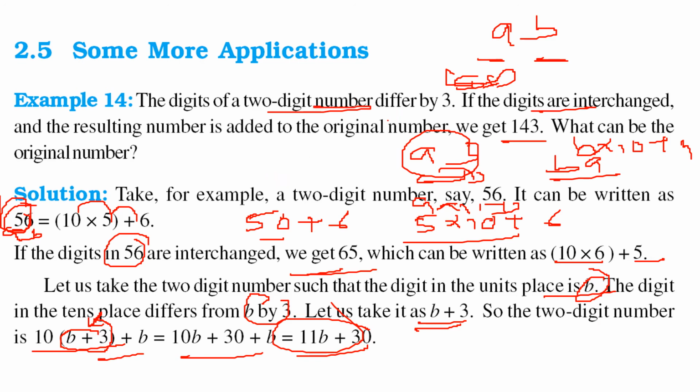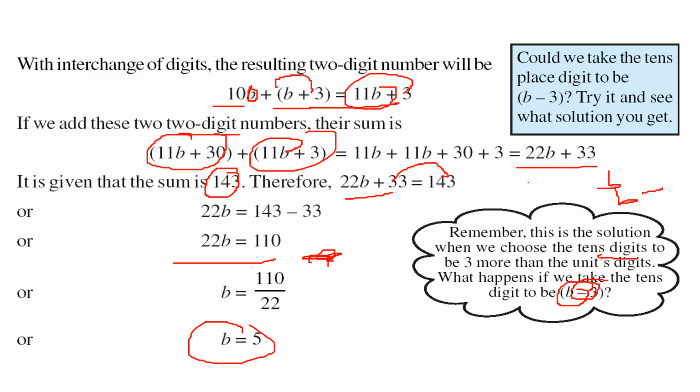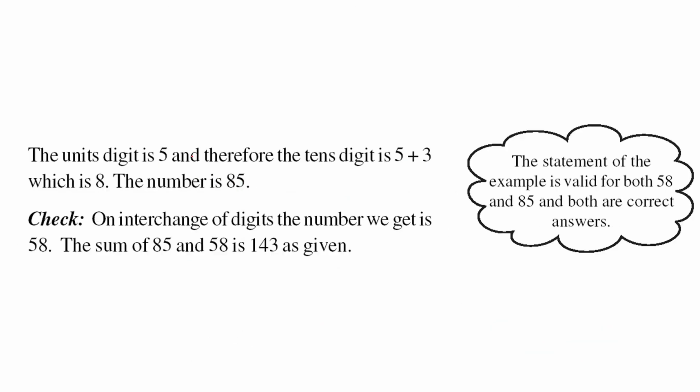Two digits differ by 3. So when we exchange the number, when we take B into A, the number will be different. That will be a different number. AB and BA will not give us what we desire. That is why we have not taken one as B and the other as B minus 3, because the question clearly says one is 3 more than the other.